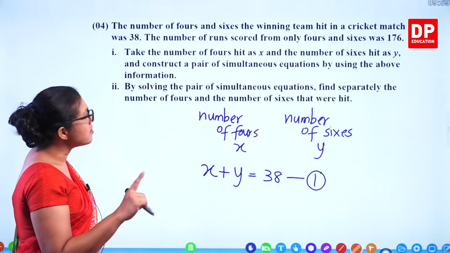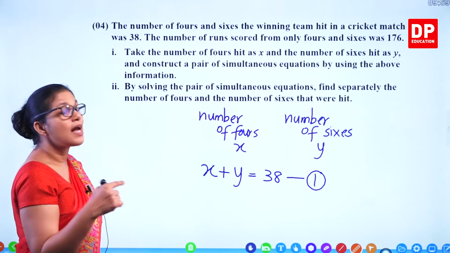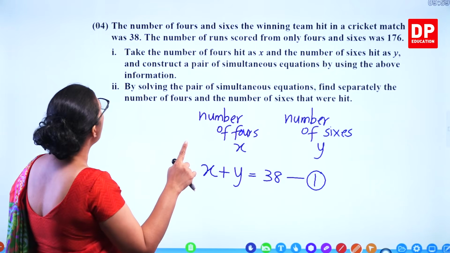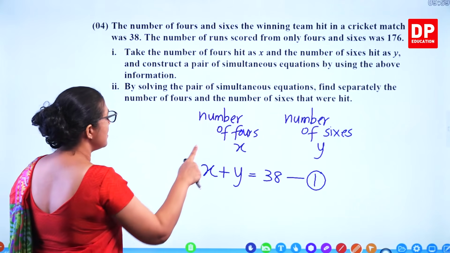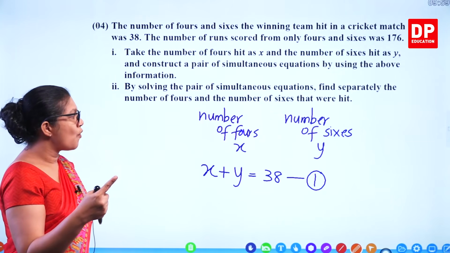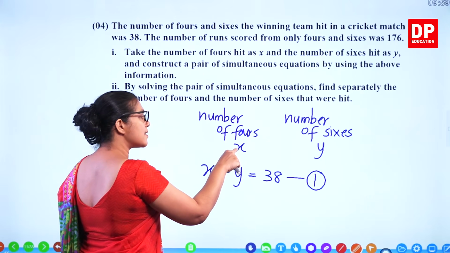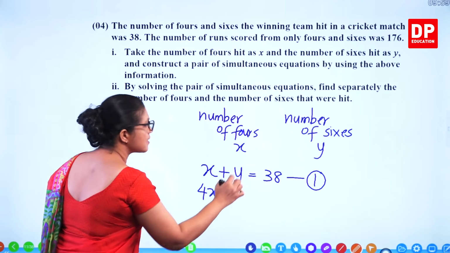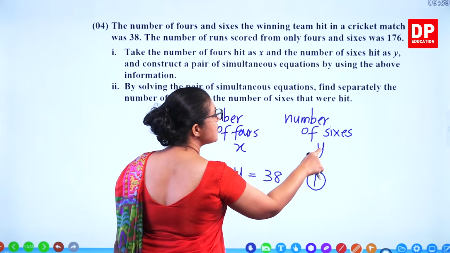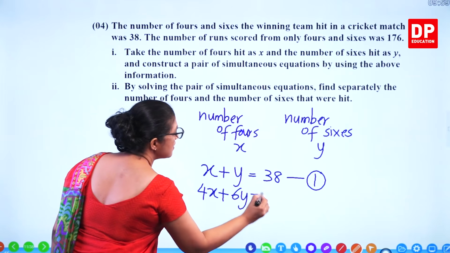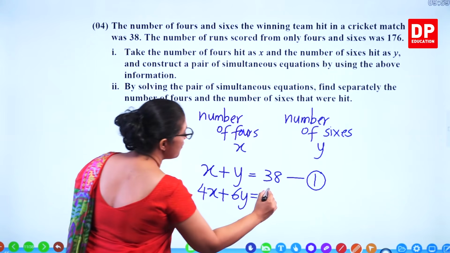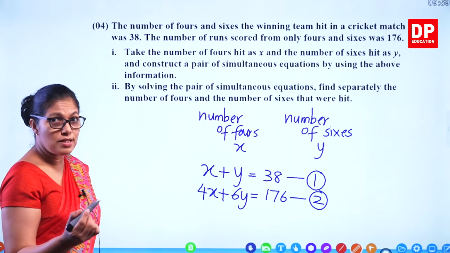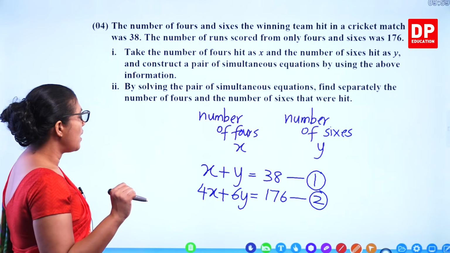The number of runs scored from only 4s and 6s was 176. That's the total runs. Each 4 is worth 4 runs, so 4x, plus each 6 is worth 6 runs, so 6y. That's equal to the total, 176. That's your second equation. So this is simultaneous equations, 2 unknowns and 2 equations.